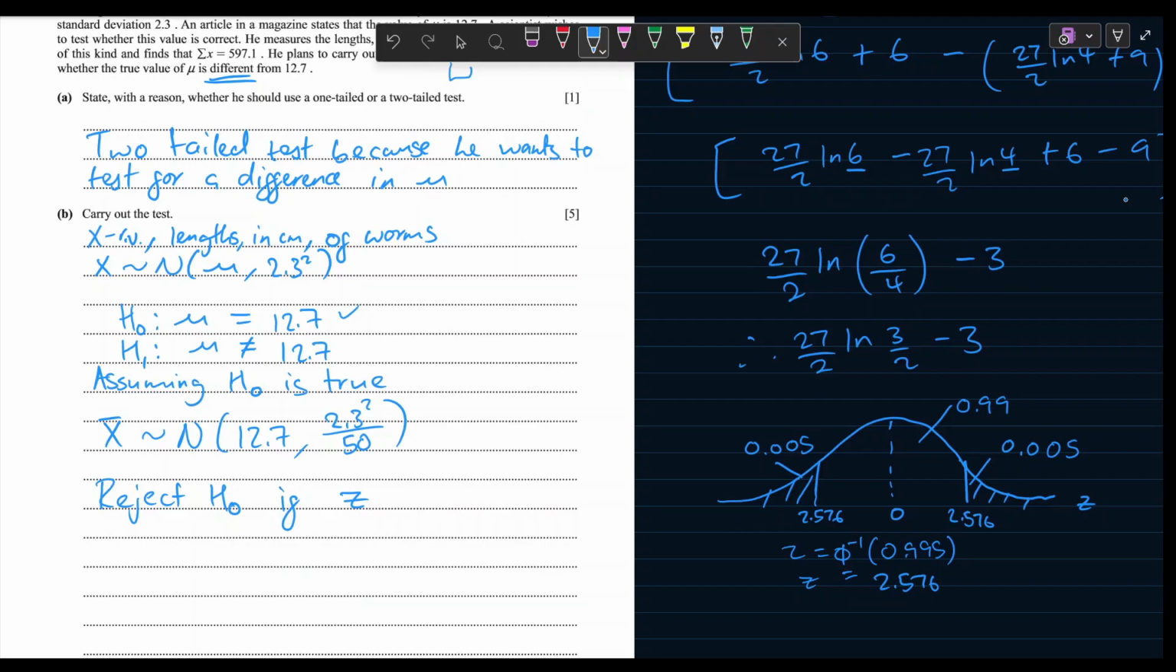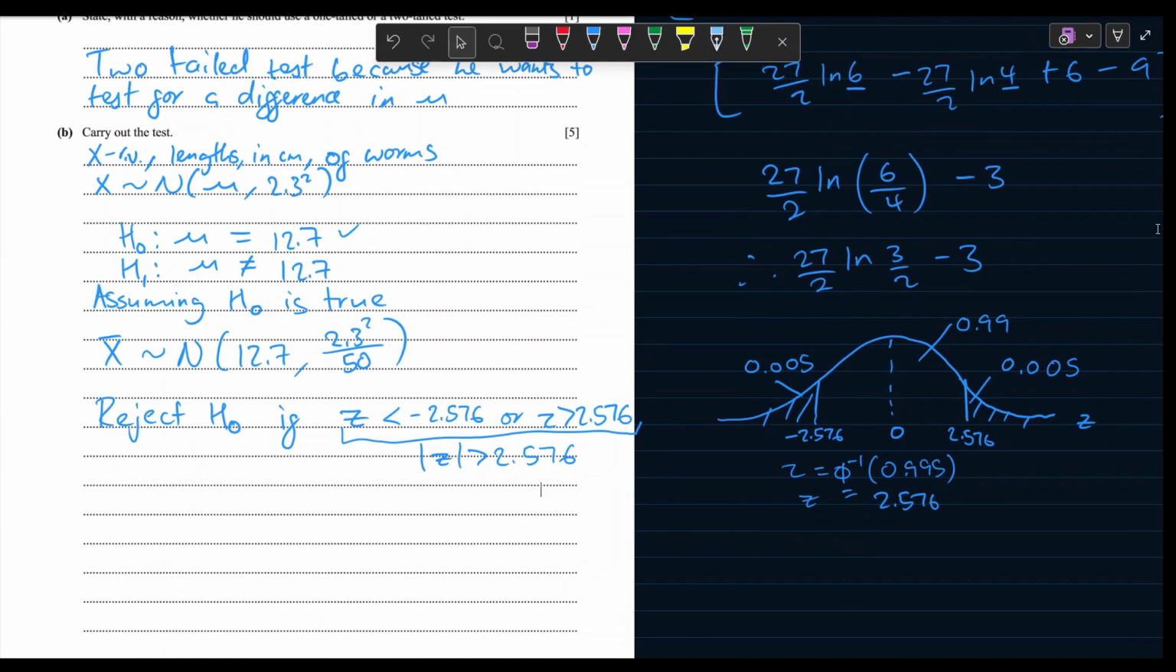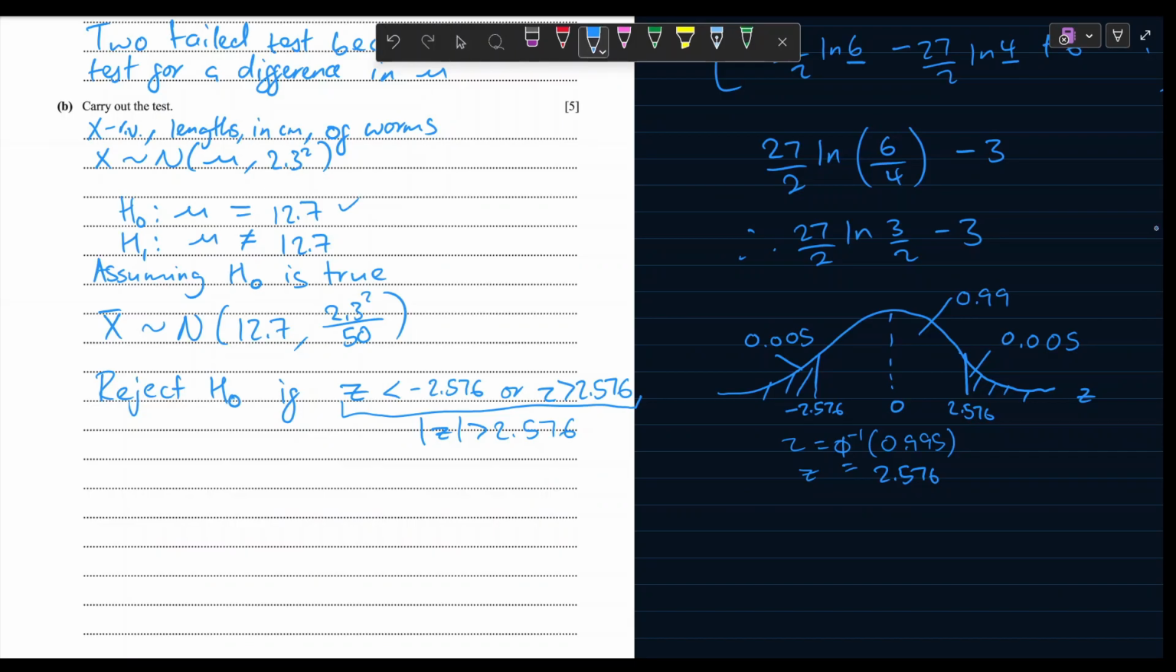So if Z is, this should be negative because it's less than 0. If Z is less than negative 2.576, or Z is greater than 2.576. Alternatively, you could write this as the modulus of Z is greater than 2.576. All right, but both work. So now we need to calculate that Z, and then we'll compare it to see if it is within that shaded region. So Z is going to be X bar minus mu over sigma over root n.